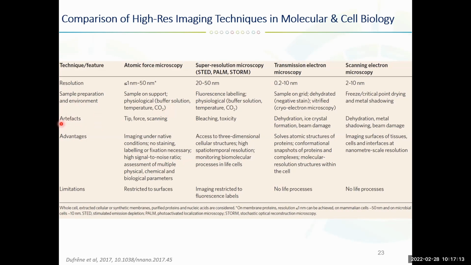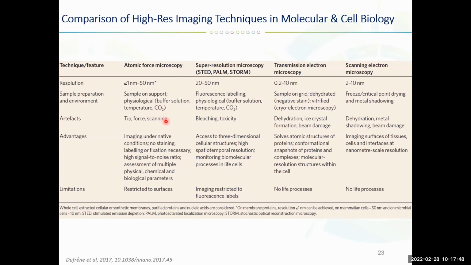One of the main artifacts, so images that are not produced by changes in the sample, comes from the wrong tip type, or a broken tip, or so on. A different force, sometimes you use too much force or too little force, and also the scanning rate. We'll discuss it a bit later. Depending on the scanning speed, you can get some strange results on the AFM.